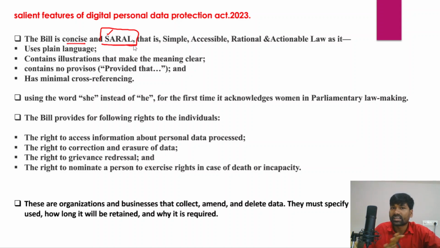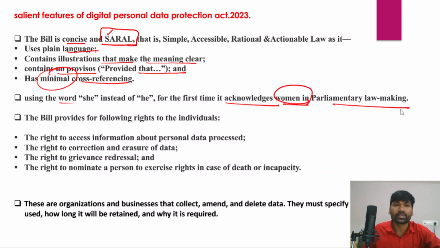The bill is very concise and uses plain language, no complicated, no complex language, so that even a layman can understand this Digital Personal Data Protection law very easily. It contains illustrations that make meanings very clear, it contains no provisos, and it has minimal cross referencing as well. In fact, this Act also uses the word 'she' instead of 'he' for the first time, so it acknowledges women in parliamentary lawmaking as well.